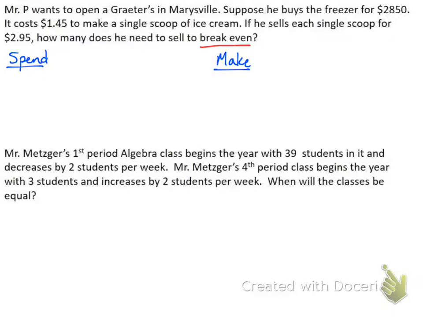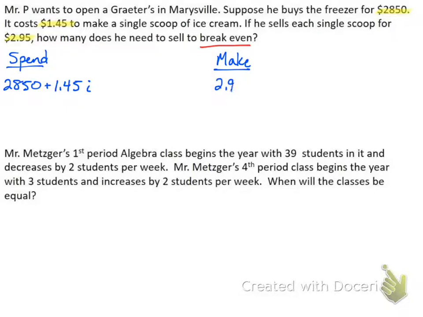So again, I go through my dollar amounts. He buys a freezer for $28.50. Again, that's money that I'm spending. It's just $28.50. It costs $1.45 to make a single scoop of ice cream. So again, it costs me, so I'm going to spend $1.45 for each ice cream. And then the last dollar amount says $2.95 is how much it sells for.